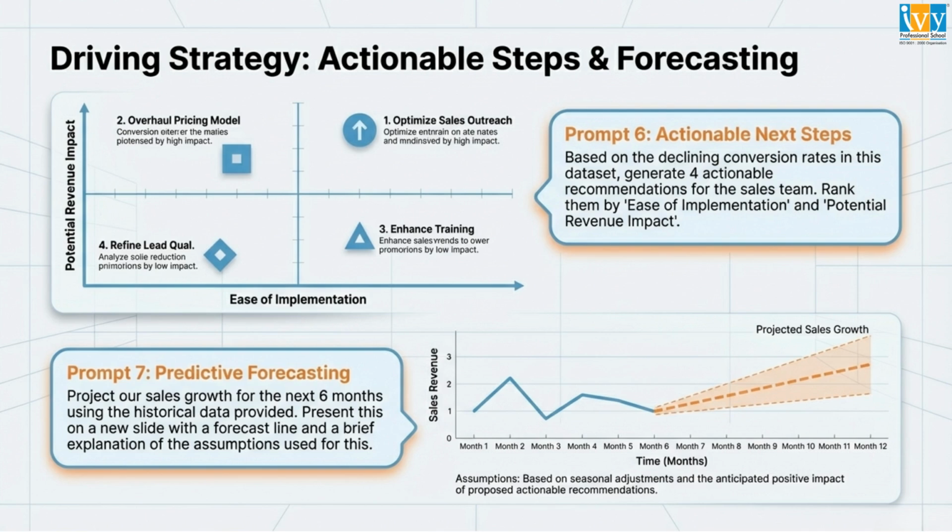It's not enough to analyze data. We must recommend next steps. Here, we generate actionable recommendations and even prioritize them. Then we move into forecasting, predicting future trends based on historical data. This is where AI starts supporting real business planning.